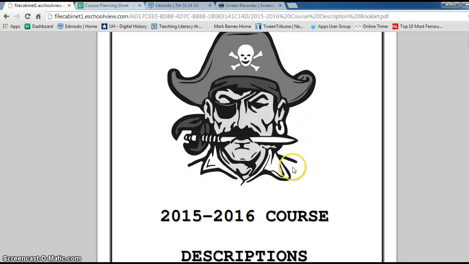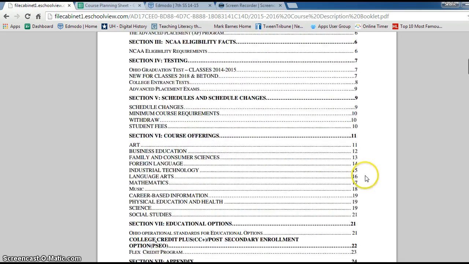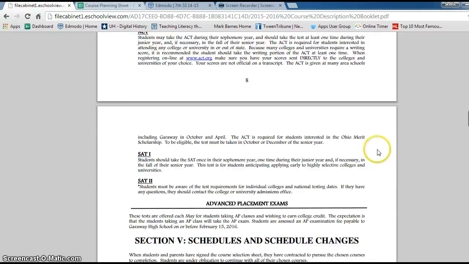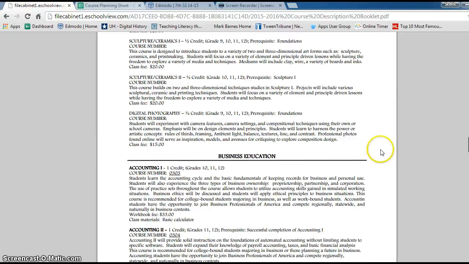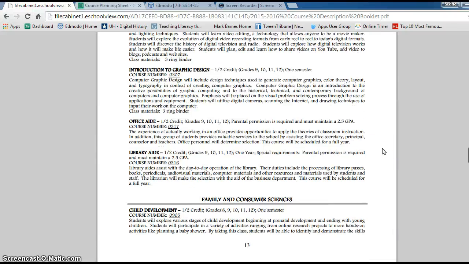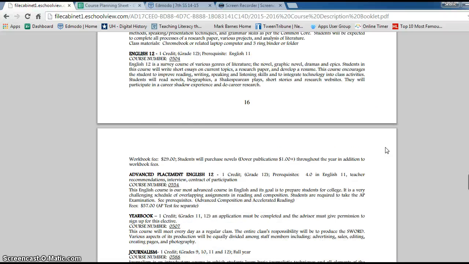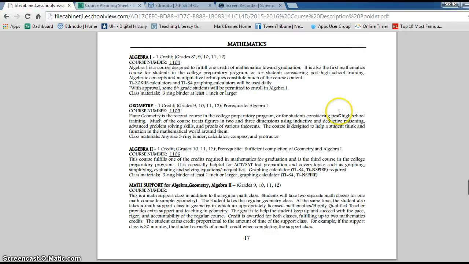Now if we scroll down to page number, I believe it's 17 in the booklet. I'm just going to scroll down here real quick, and we're going to look at the math department. Alright, so here's math on page 17. So here are all of the course offerings that Garaway offers. Now, just a little bit here about how to read this. Okay, here's some important pieces of information.